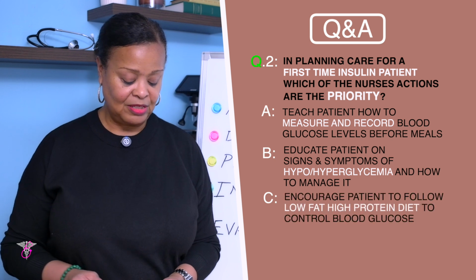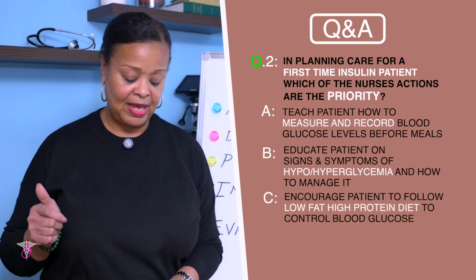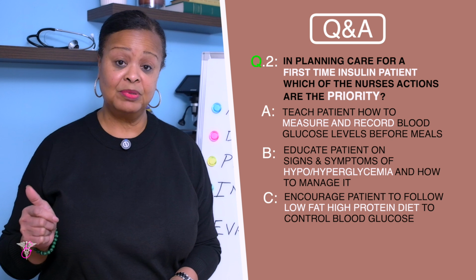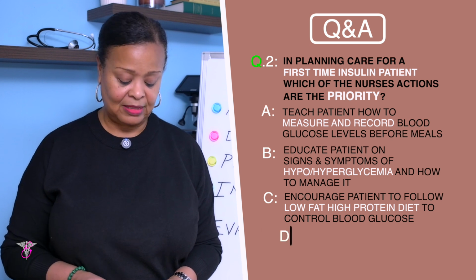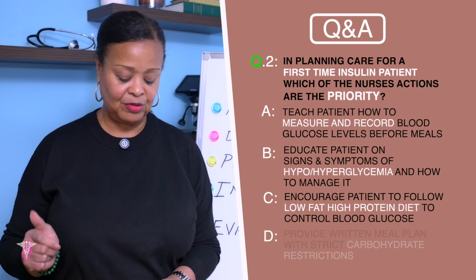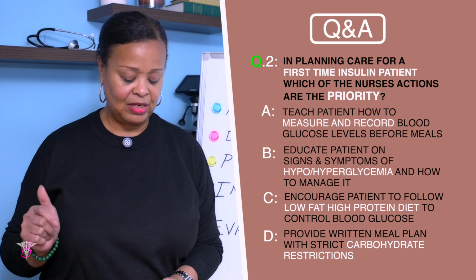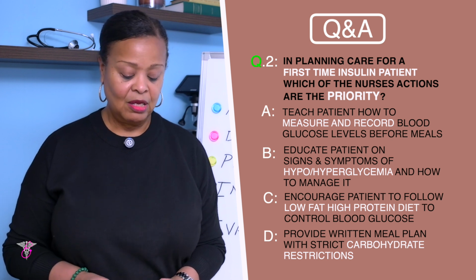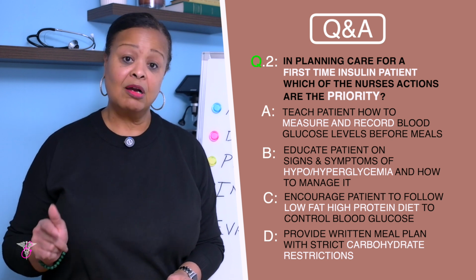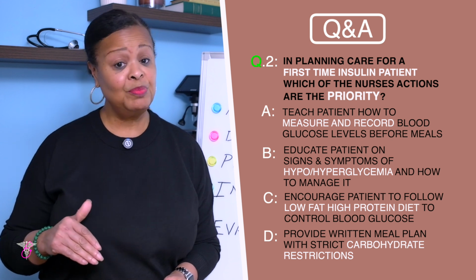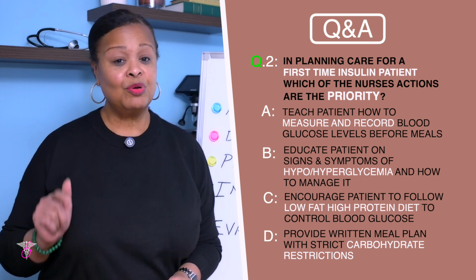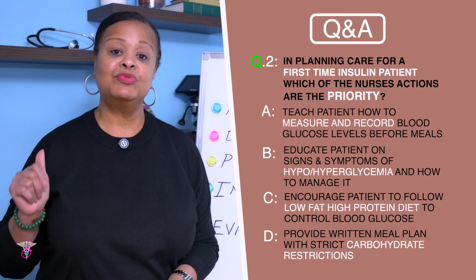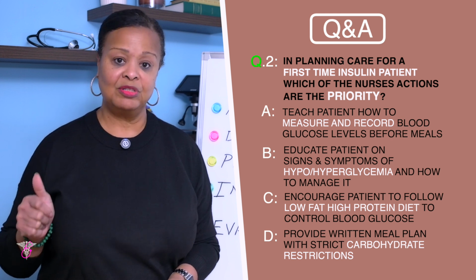C, encourage the patient to follow a low-fat, high-protein diet to control blood glucose. Or D, provide a written meal plan for the patient to follow with strict carbohydrate restrictions. So which of those 4 is a priority? So all of those could be important, but the question is asking about priority, which thing is most important.